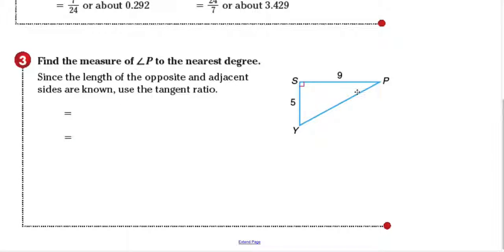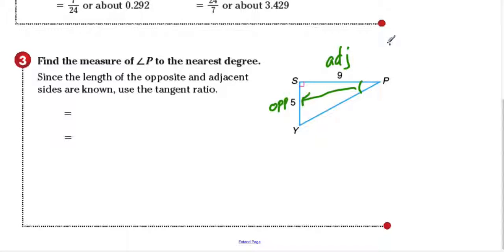To the nearest degree, we know that 5 is known and 9 is known as well. And then you ask yourself, if we are looking for angle P, how is 5 related to angle P? We know that 5 is the opposite side of angle P. And how is 9 related to angle P? We know that 9 is adjacent to angle P.